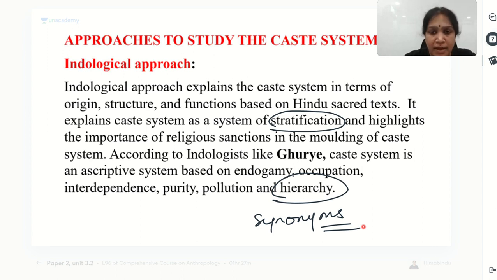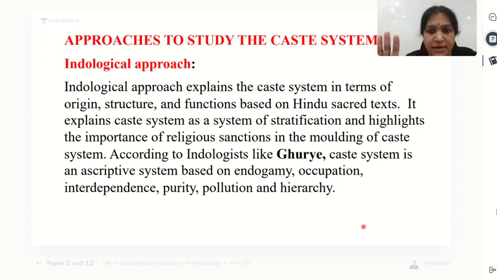Is it clear? And is the Indological approach clear for all of you? Where are you approaching the caste system from in this? We are approaching the caste system from the religious angle, our sacred textbooks angle, not based on what is practically observed, not based on logic, not based on observations. Okay? So the Indological approach. So I hope the word approaches is clear and the Indological approach is clear.